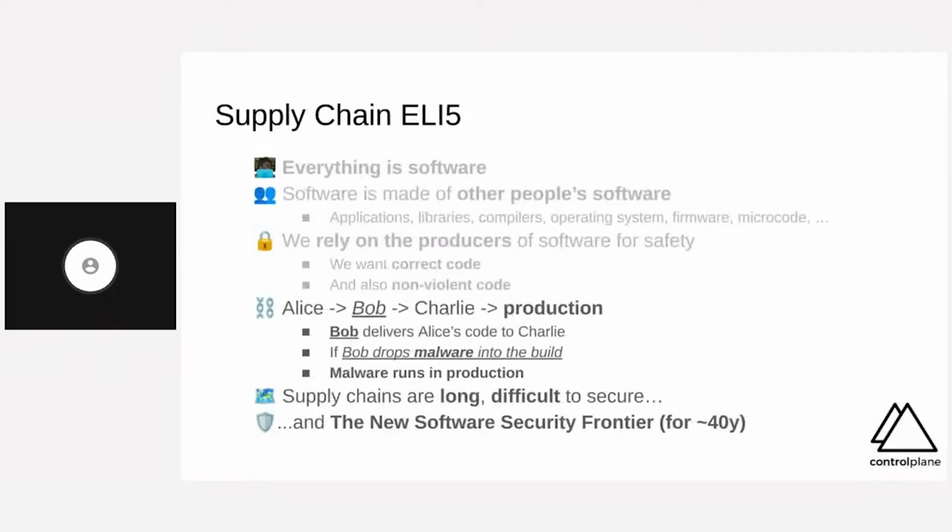Okay, so in this case, we have Alice, Bob, and Charlie. Alice writes some software. Charlie is running production. If Bob can get into the middle of the delivery of the software and insert the lines of code that they want to run, dropping malware into the build, that malware will ultimately run in production. And this is the supply chain problem.